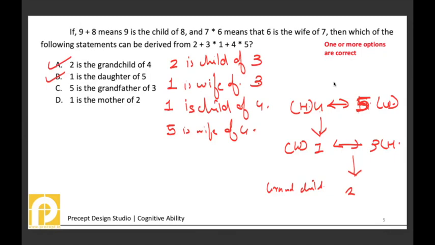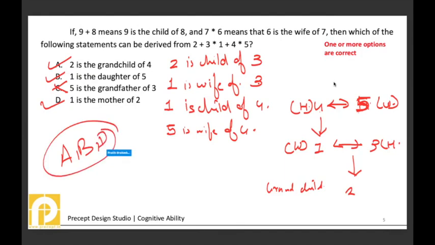5 is grandfather of 3. No. 5 is the mother of 3. No, not possible. D says 1 is mother of 2, which is also true because 1 is a wife. So A, B, and D, all 3 are correct here. We'll move to the next one.